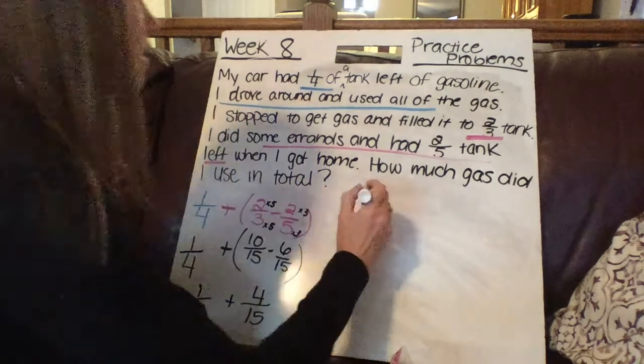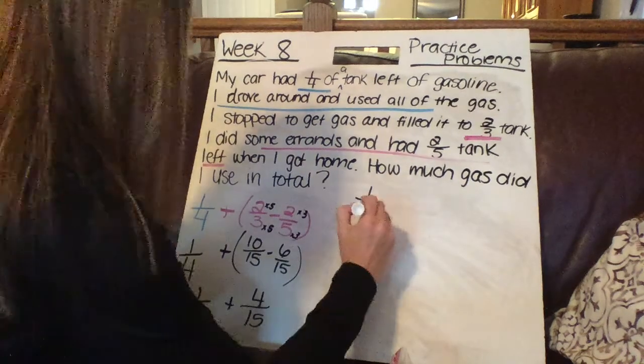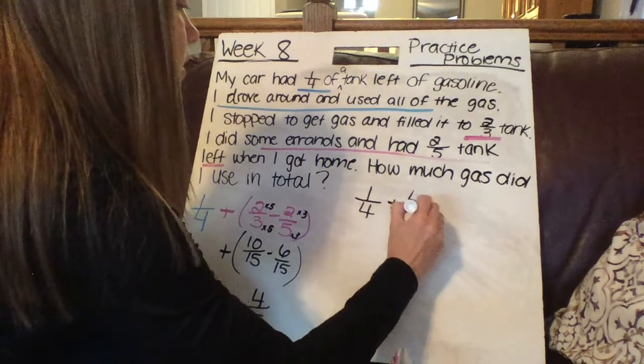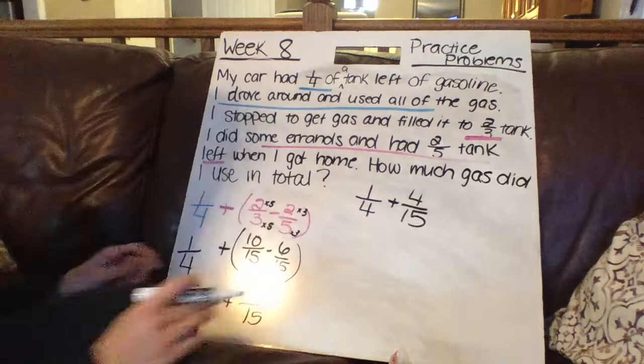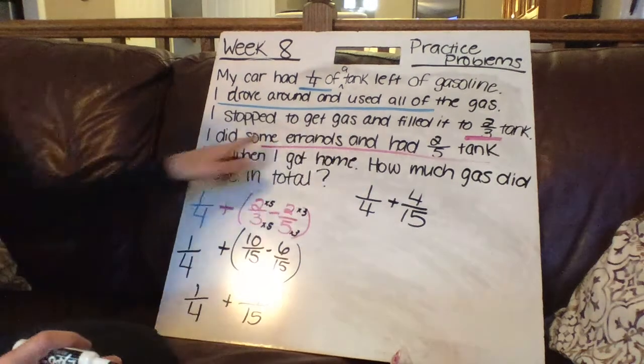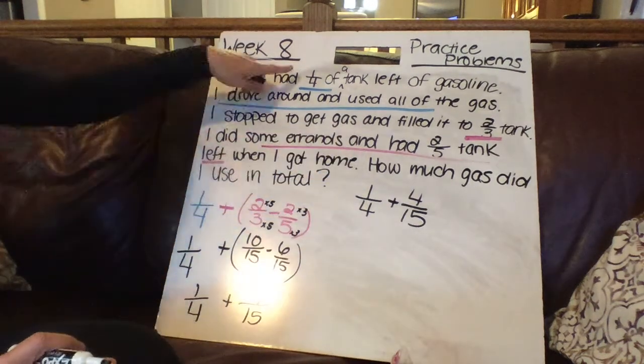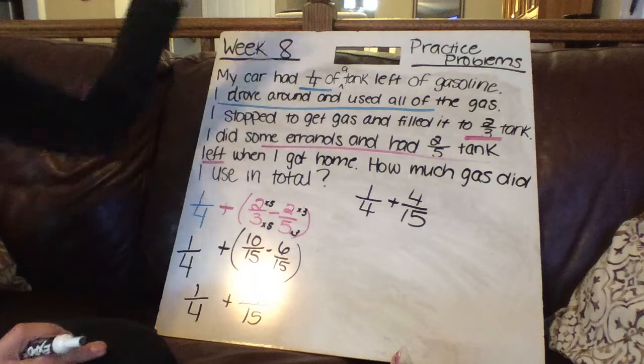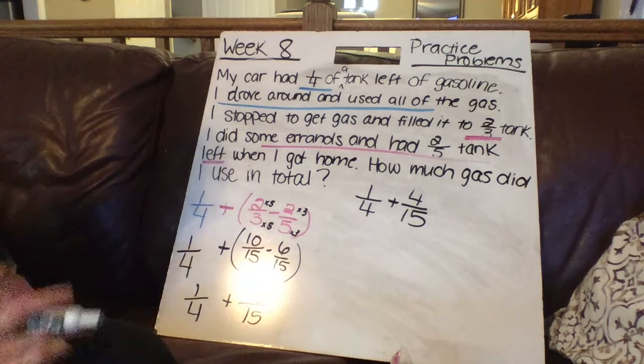I'm going to rewrite this over here so I have more room. I have 1/4 plus 4/15. So the 4/15 is what I used when I ran my errands. The 1/4 is what I did when I drove around and I used all the gas. Now I'm adding them together.